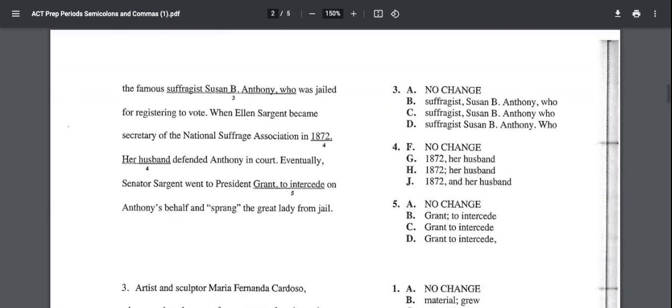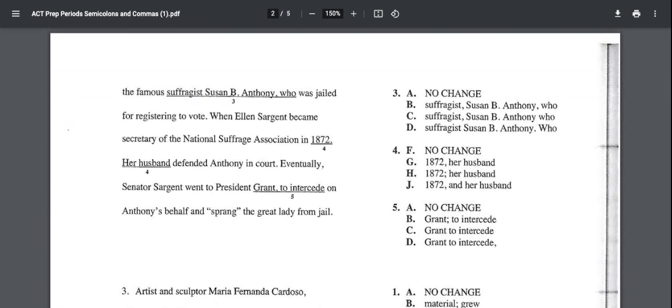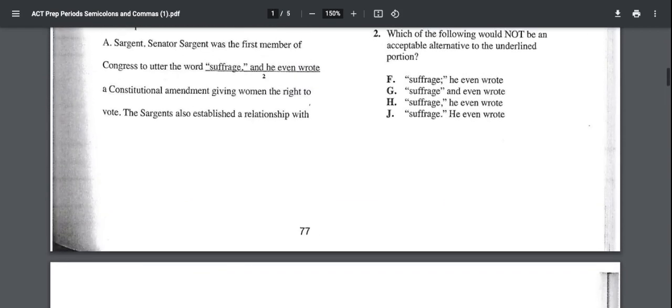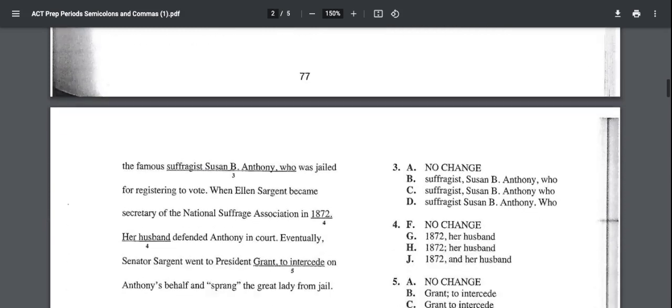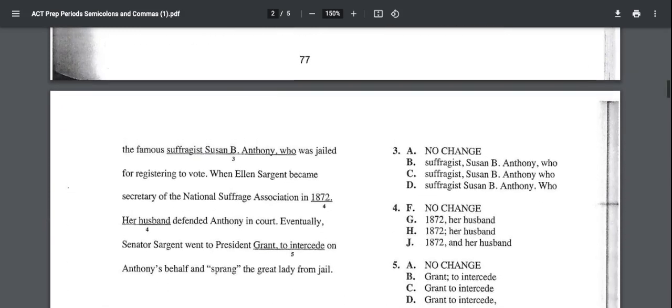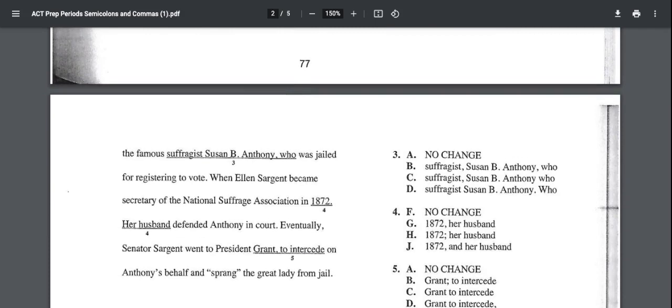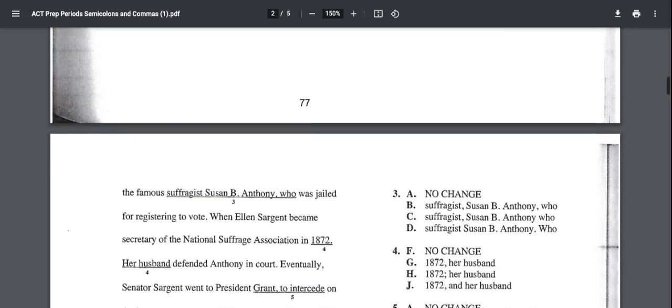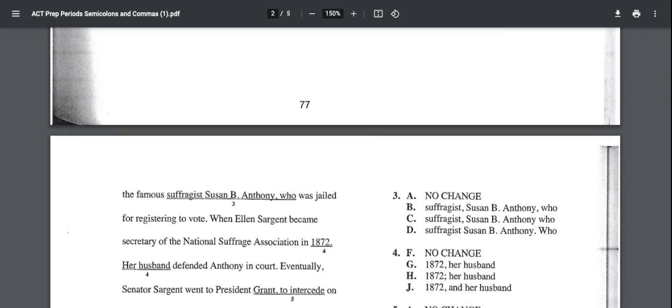Let's scroll down here to 3, 4, and 5. Oh, this is not helpful. "The Sargents also established a relationship with the famous suffragist Susan B. Anthony, who was jailed for registering to vote." Okay, so here we're looking at commas, and 95% of the time on the ACT, the comma has one job. It's to separate the main sentence from a not complete sentence.